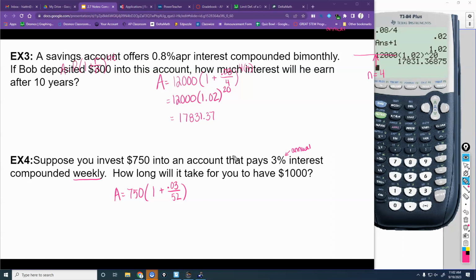365. So, we'll make ourselves a list of that tomorrow, because that'll be good to have on your note card also. Hourly would be... I won't do that to you, but they could. And so we would raise this to the 52 times our amount of time, but we don't know what the time is this time.